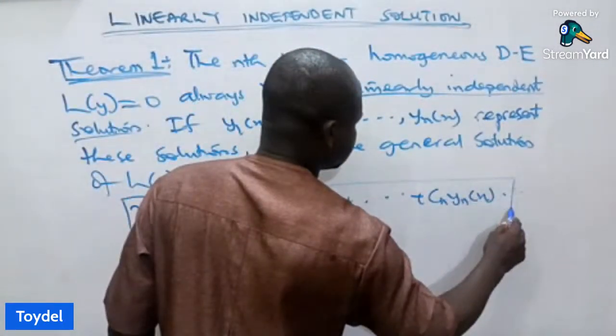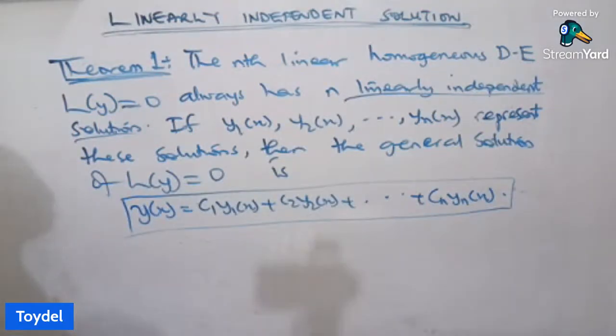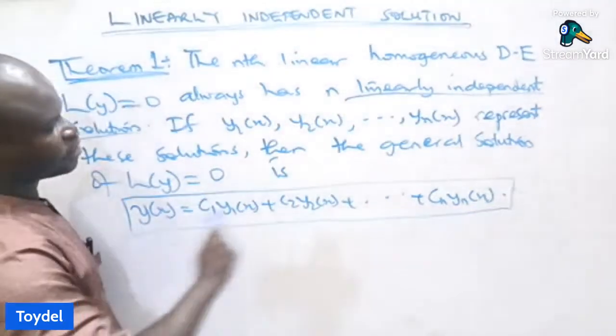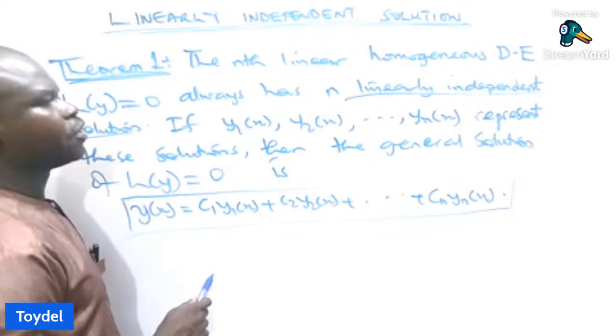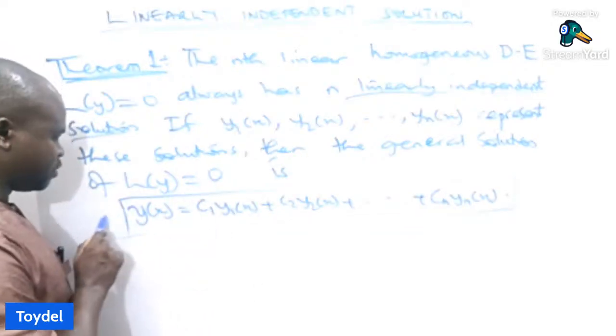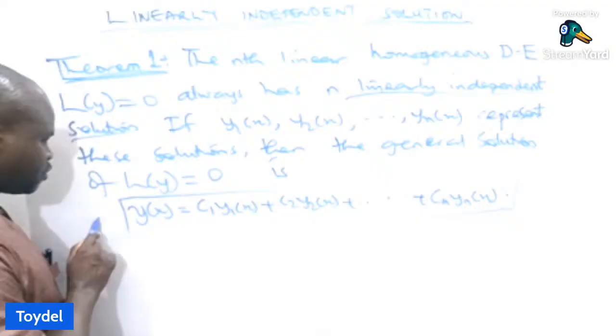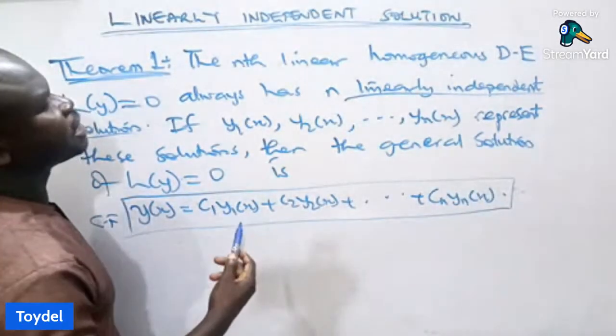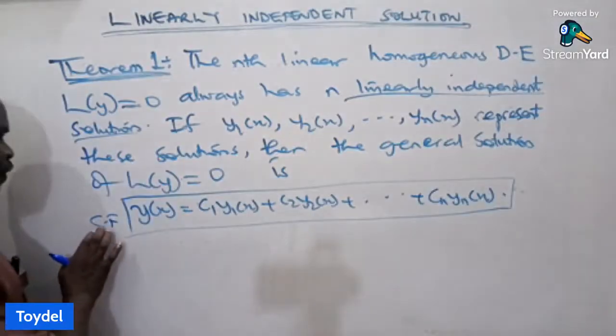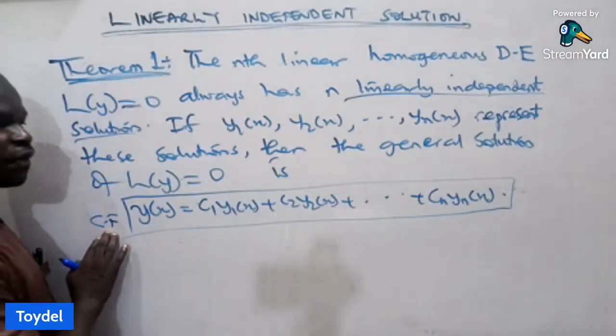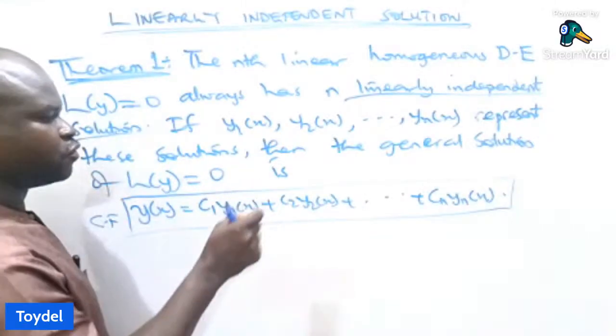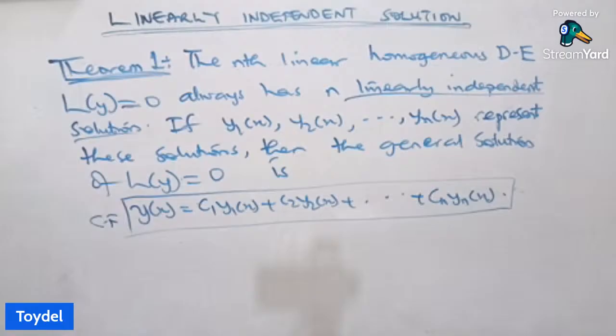We are going to give examples when we introduce second order linear differential equations. When it is homogeneous, this will represent the general solution. But when it is non-homogeneous, we first find the complementary function, then we find the particular integral, and the addition of the two will represent the general solution. But here we are talking about homogeneous equations. So let's take note that the nth order linear homogeneous differential equation always has n linearly independent solutions. Thank you.